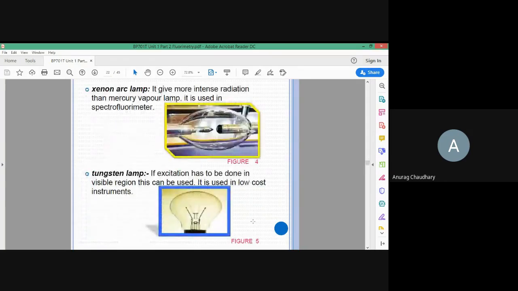Then xenon arc lamp. It gives more intense radiation than mercury vapor lamp. That is, the intensity of radiation of xenon arc lamp is more. That's why it is used in modern spectrofluorimeter. Next is tungsten lamp. In tungsten lamp, we use a tungsten filament, and it is generally used if the excitation has to be done in visible region.